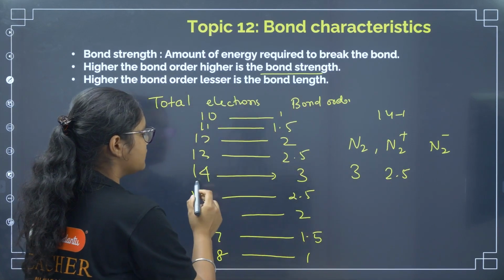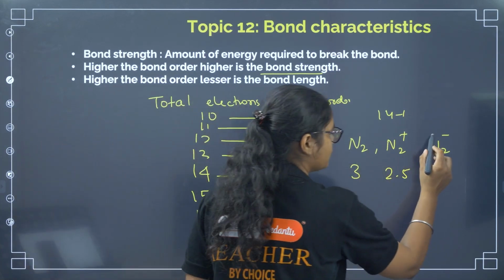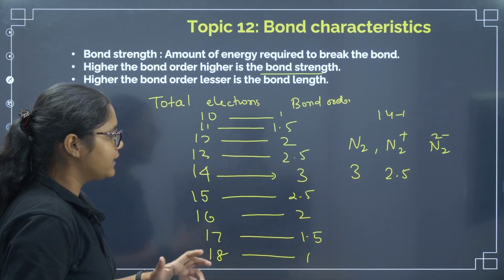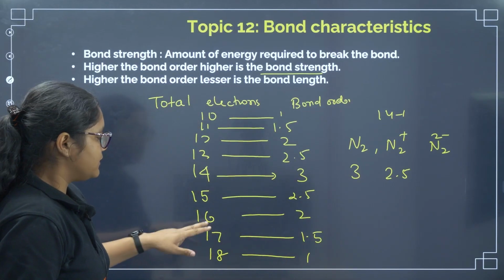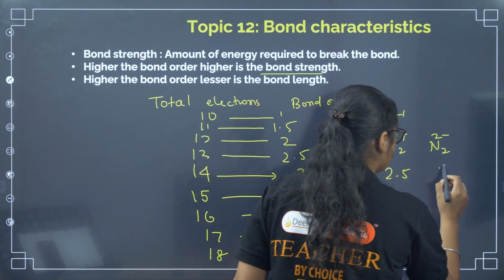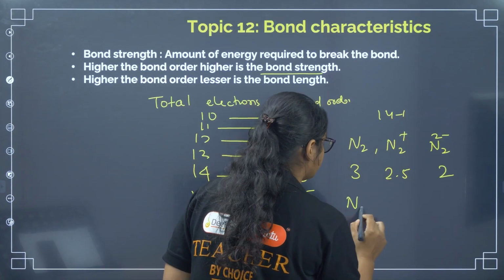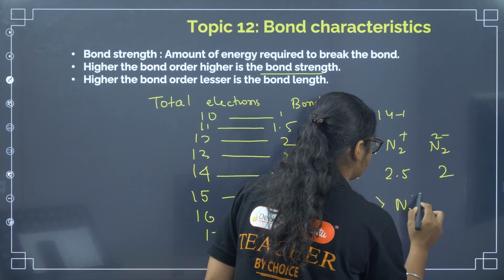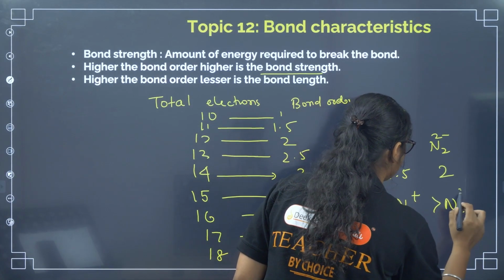N2 minus means, so I'll make it N2 2 minus, for example. So then what will there? 7 plus 7, 14 plus 2, 16, so 8 bond order will be 2. Then what is the bond order? N2, N2 plus and N2 2 minus.